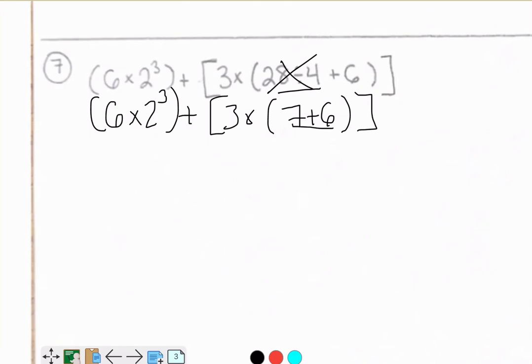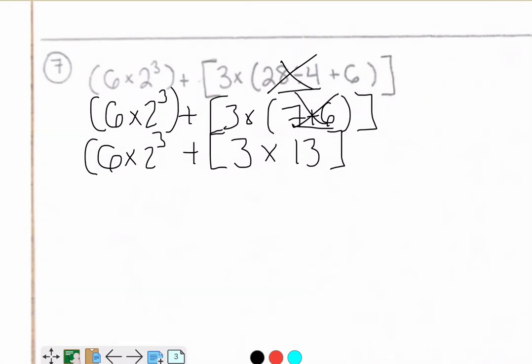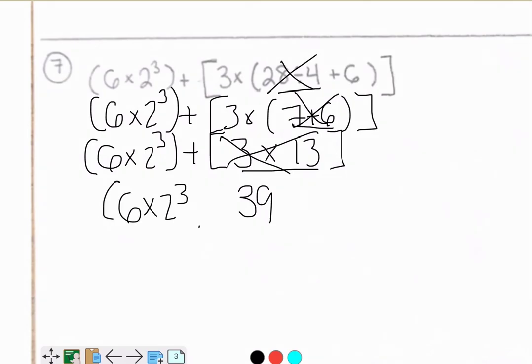I'm still in my parentheses. I have 7 plus 6, which would give me 13. Cross it out. Bring everything else down. Plus 2 cubed. Okay, I'm still in my brackets. 3 times 13 is 39. Cross it out. 6 times 2 cubed plus 39.